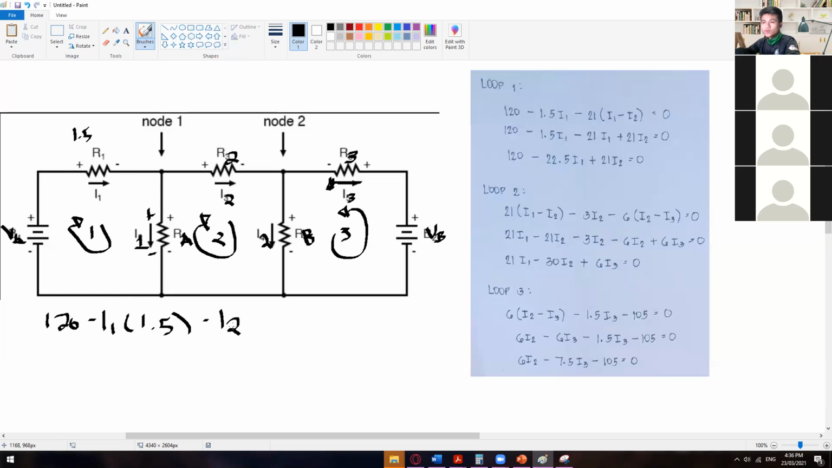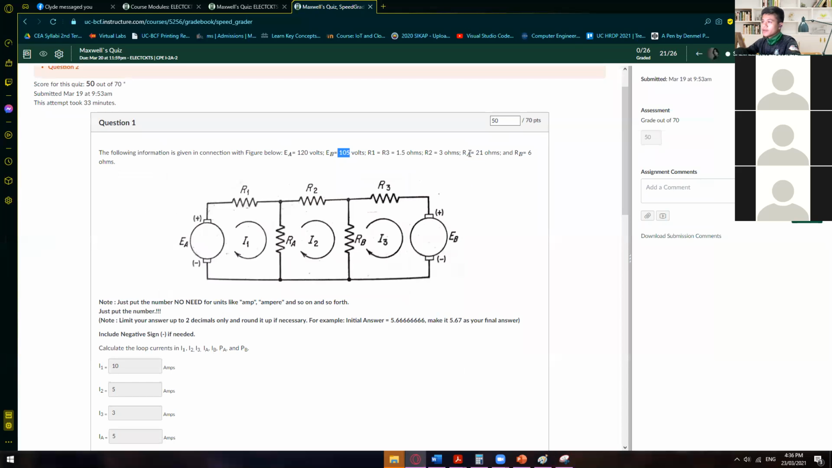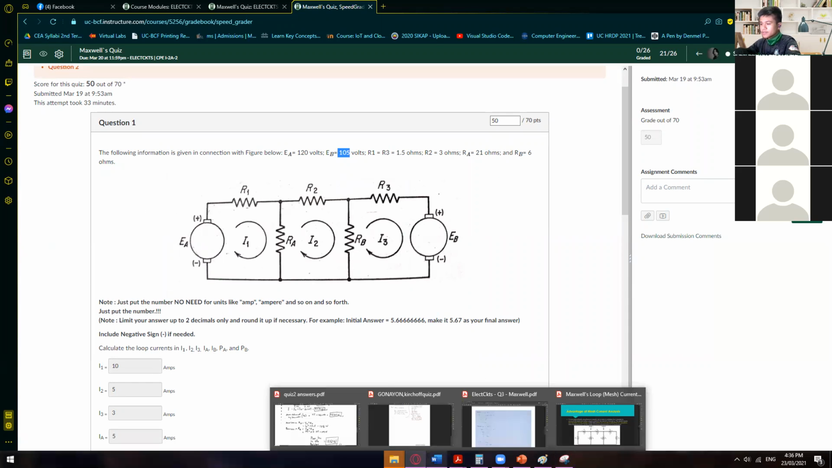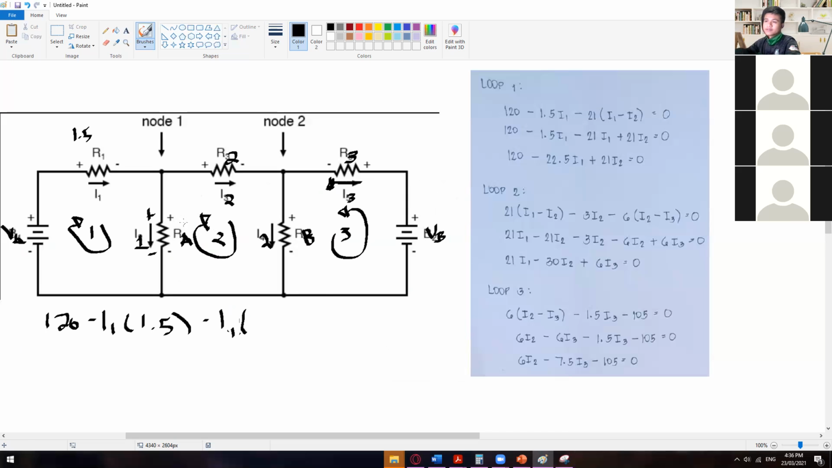Anyway, so going back to loop one, so positive 120 minus I1 times 1.5 minus I sub 1, times RA. RA is, kalimutan ko, RA is 21, RB is 6. So we have 21 here and then 6 right here. So I1 times 21. All right.